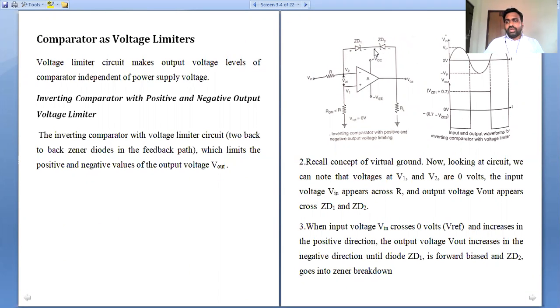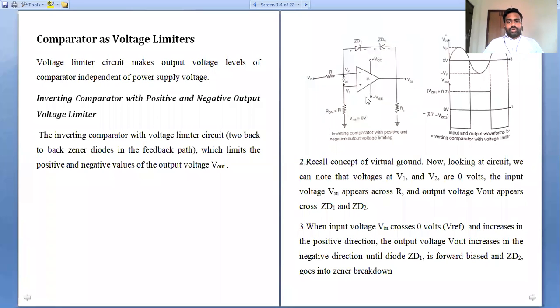So we will explain the behavior of this particular voltage limiter in the application of comparator with three classifications. The first classification is the inverting comparator with a positive and negative output voltage limiter. That means the behavior of output voltage with respect to positive magnitude and with respect to negative magnitude. So it is an inverting comparator. See the circuit construction here. Here we are using a negative feedback and we are employing two Zener diodes.